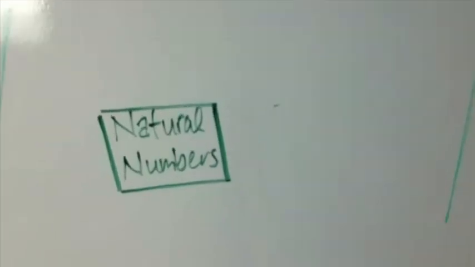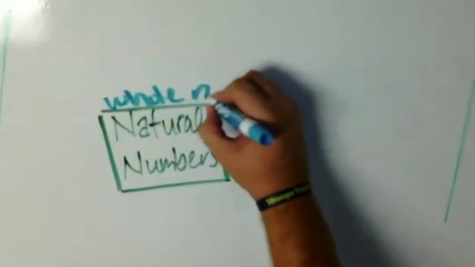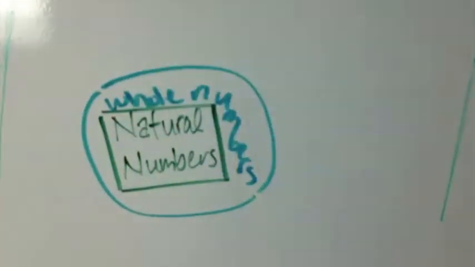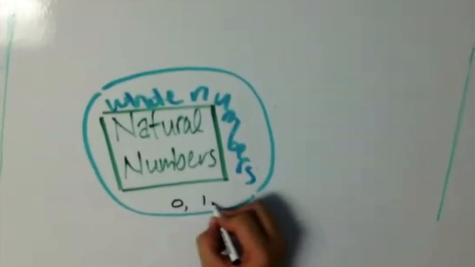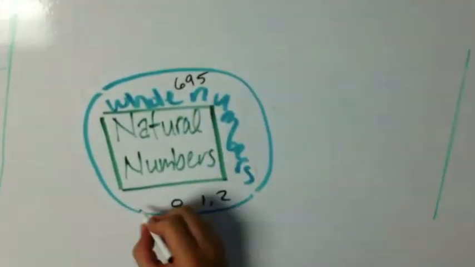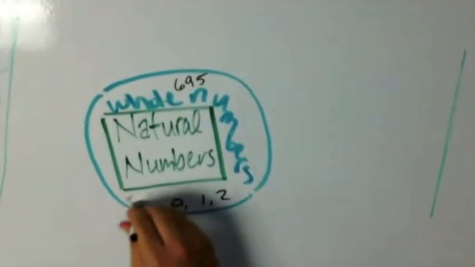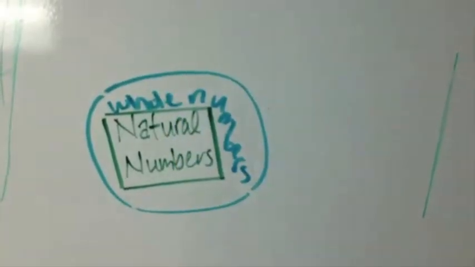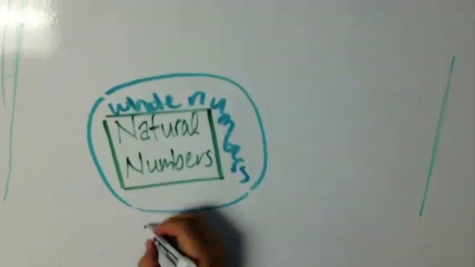From natural numbers, we're going to keep on going. Next, we have whole numbers. And whole numbers is exactly the same thing as natural numbers, just add in 0. That's why you have the whole numbers of 0, 1, 2, 3, 27, 695, 17, all natural numbers plus 0 is the whole numbers. So after whole numbers, we move on to integers.